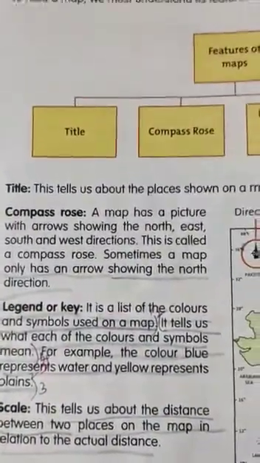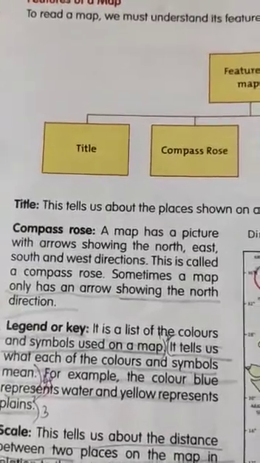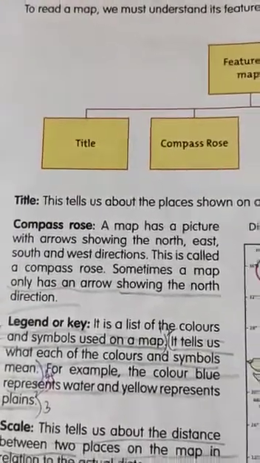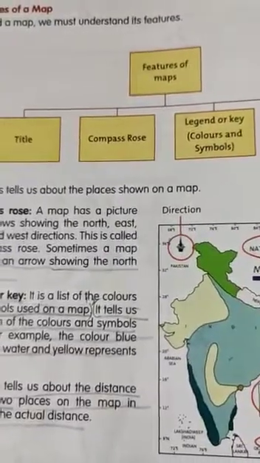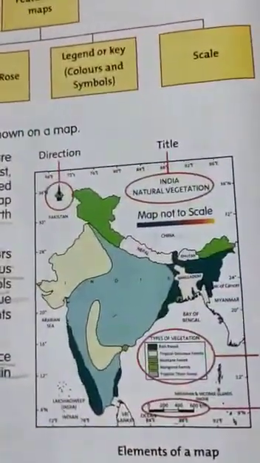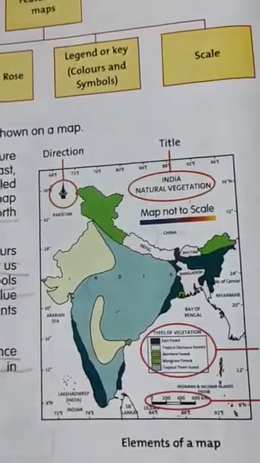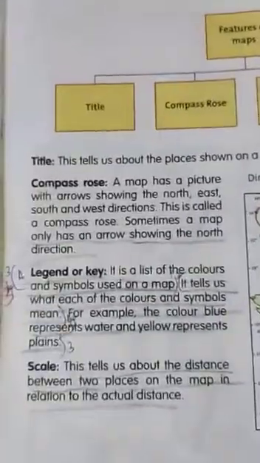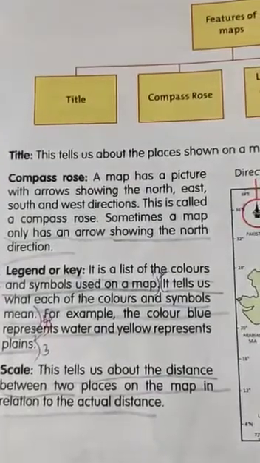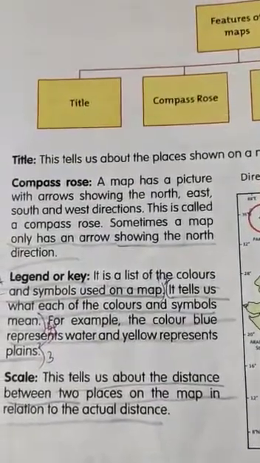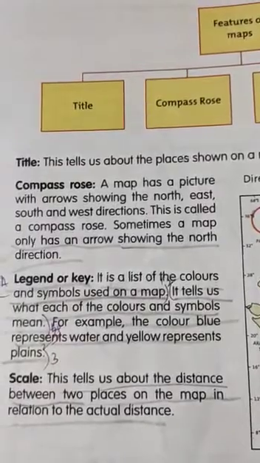Title. This tells us, just now I explained to you, but I'll read the lesson. This tells us about the place shown on a map. The place shown on the map. You can see this. Okay, this is an example. Very good map this is. Easily we can understand. Compass rose: a map has a picture with arrows showing the north, south, east and west directions.